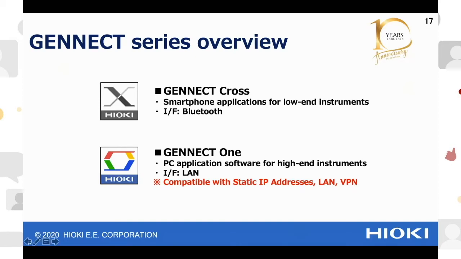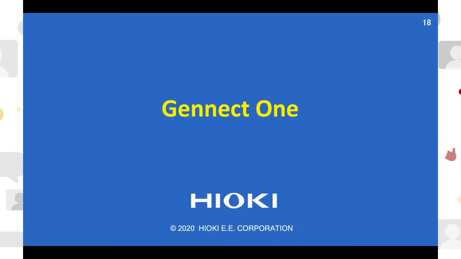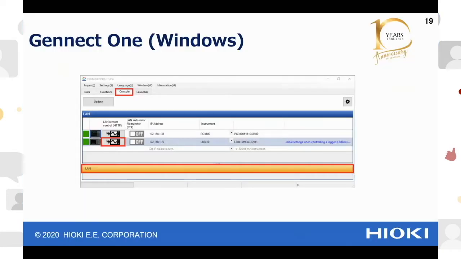Okay, the GENNECT Cross connection is using Bluetooth, whereas the GENNECT One is using a static IP or the local area network or even the VPN. Yeah, I shall now spend more time to explain the GENNECT One software. Okay, the first function from the GENNECT One is the console function, which will allow you to conduct FTP and HTTP remote monitoring, right? So you will need to connect to the appropriate IP address as shown.